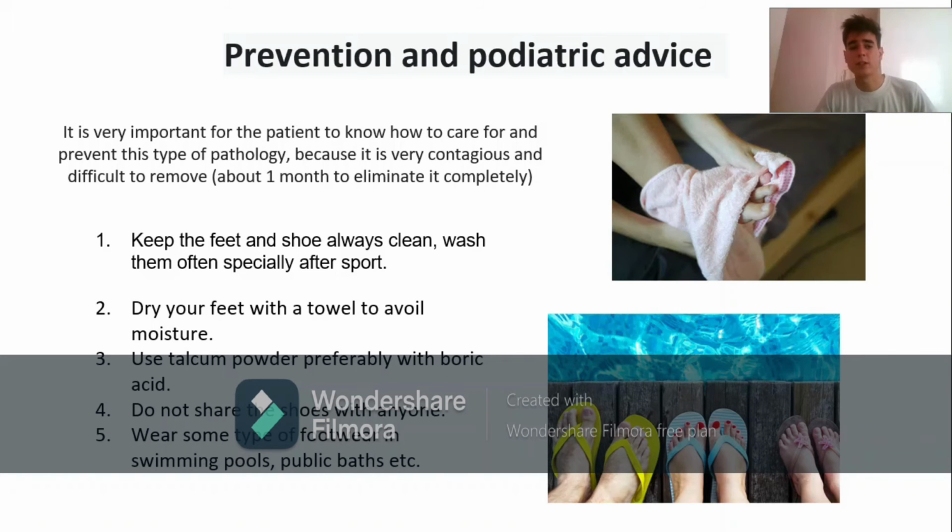It is very important for the patient to know how to care for and prevent this type of pathology because it is very contagious and difficult to remove. It takes about 1 month to eliminate it completely.